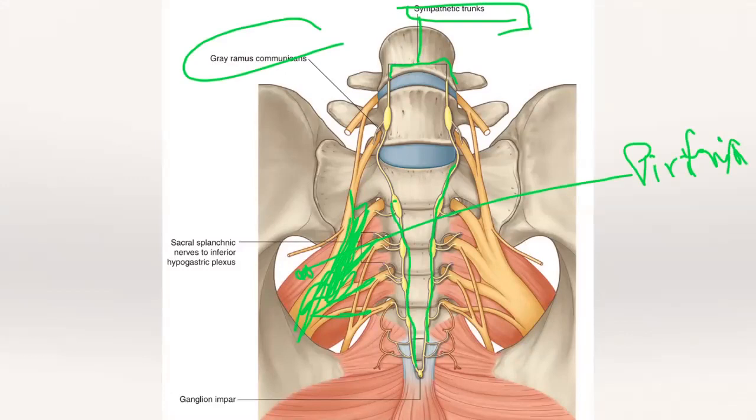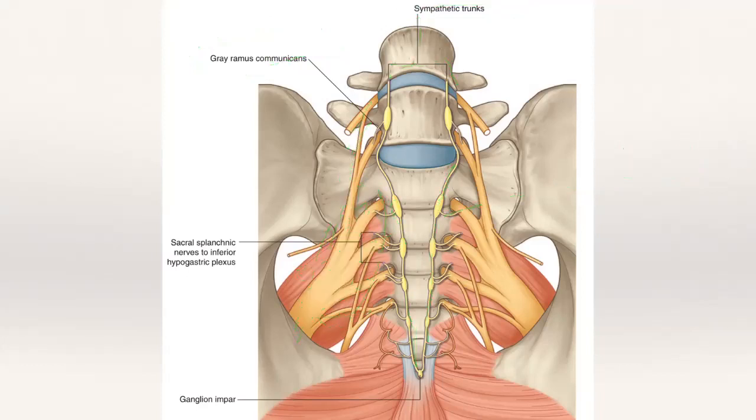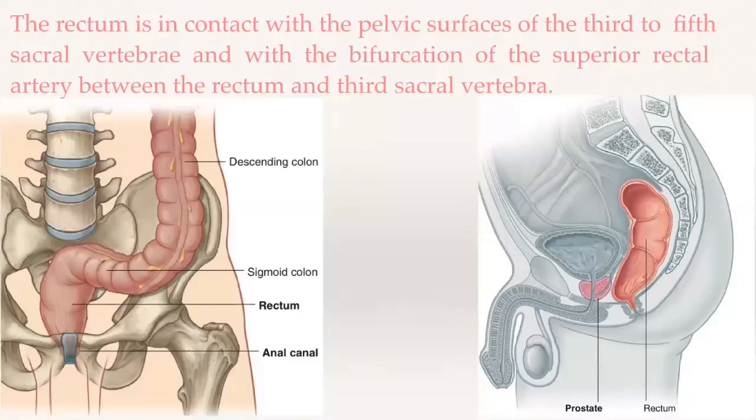It passes in front of the sacral plexus along with the lumbosacral trunk, right? And you see, the sigmoid mesocolon is in the pelvis, right? This is the sigmoid mesocolon, I guess. And this is the rectum. It is very close to the sacrum.